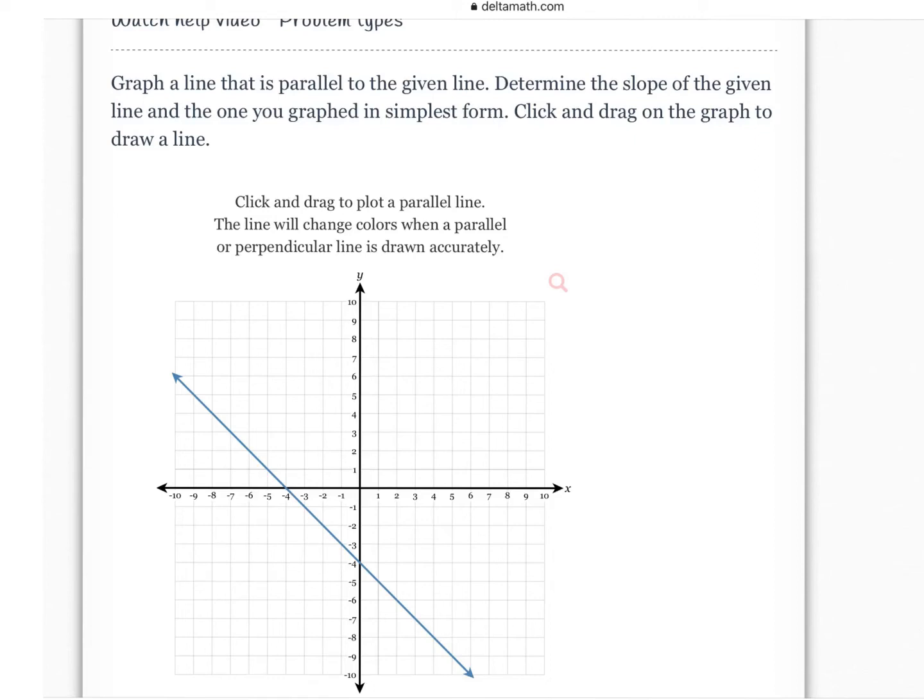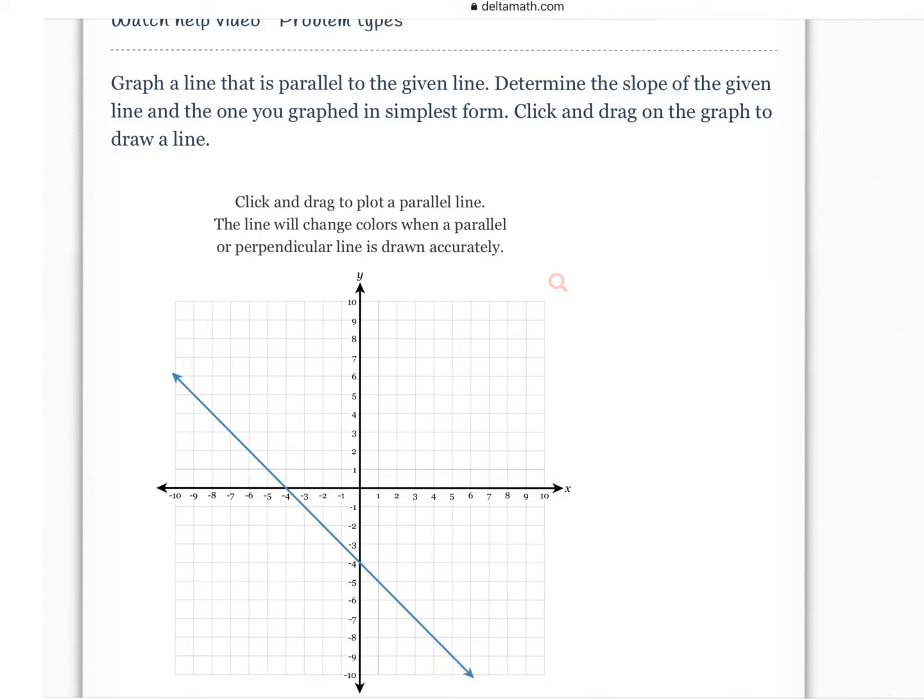Okay, so we are going to do a lesson on parallel and perpendicular lines, talk about their slopes and their given equations. So for this particular homework on Delta Math, this problem says graph a line that is parallel to the given line. Determine the slope of the given line and the one you graphed in simplest form.